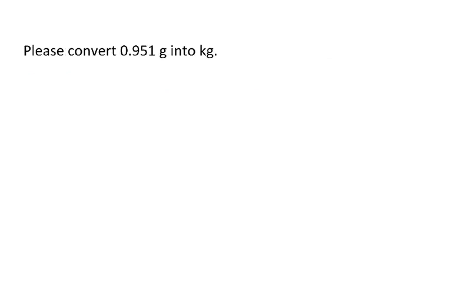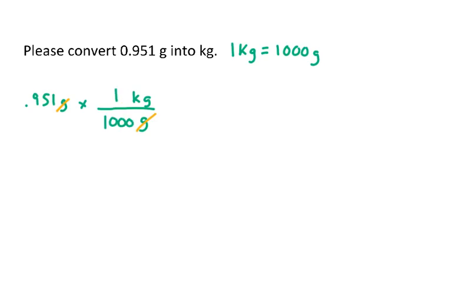In this problem, we're asked to convert 0.951 grams into kilograms. We write 0.951 grams on the far left. Then we multiply by a conversion factor that has grams in the denominator and kilograms in the numerator. Grams cancels out, and 1 kilogram is equal to 1,000 grams. We divide 0.951 by 1,000, and we get 0.000951 kilograms.